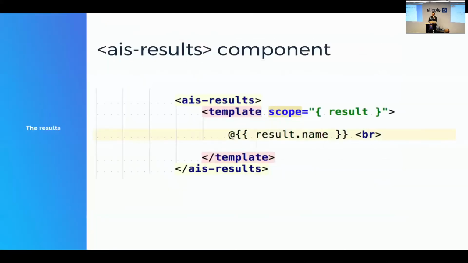So we can start displaying the results. It's the AIS results component. It will loop through your results, and you need to provide a template of how you want to display the results. This will be under a template that is scoped for results. In this case, we'll display the name, and right now we're writing in a Blade file. So the double mustache is shared between Blade and JavaScript. So if you want Blade to ignore it, you have to write this little @ before.